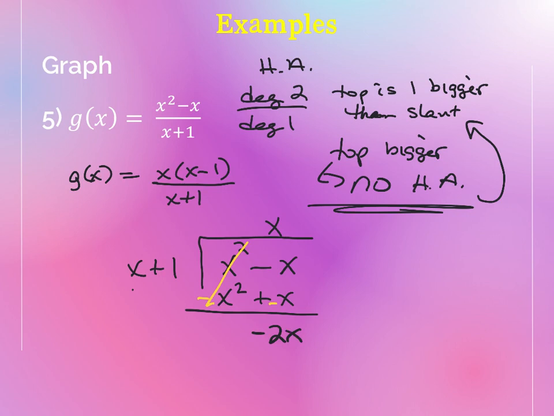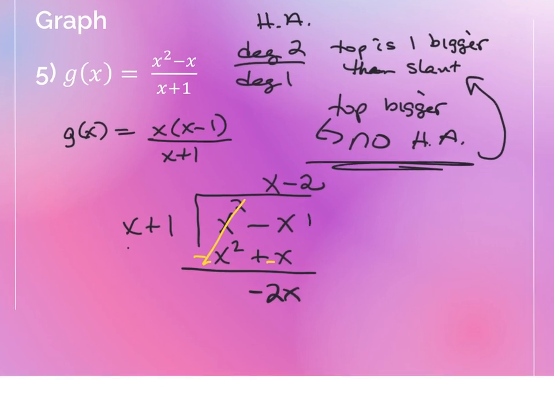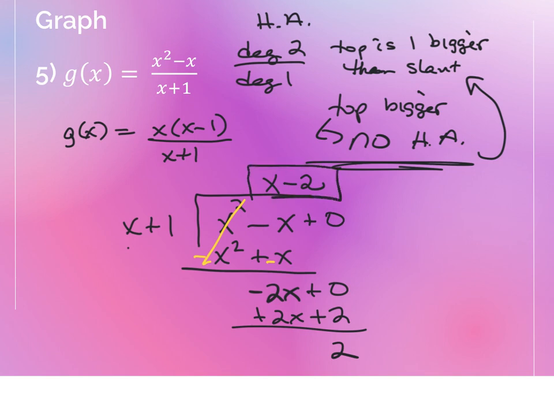What do I need to multiply x by to make it negative 2x? I'm going to multiply it by negative 2. Now I could add in the plus 0. I would bring down just to show how it lines up. Flip the signs. I don't care about doing anything with the remainder. I only want this part of the long division.